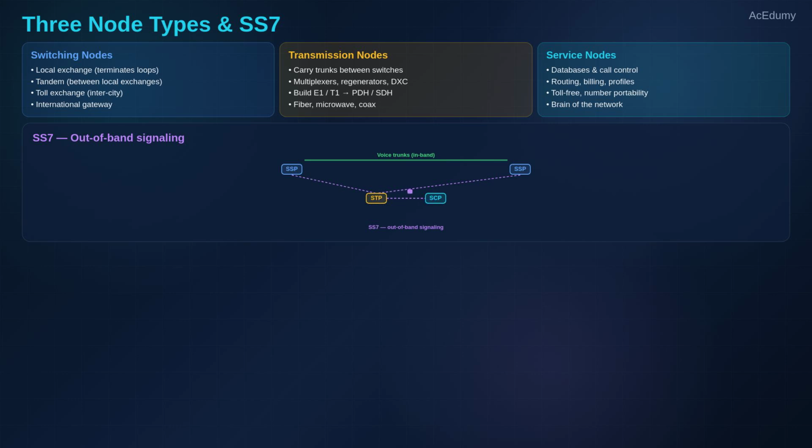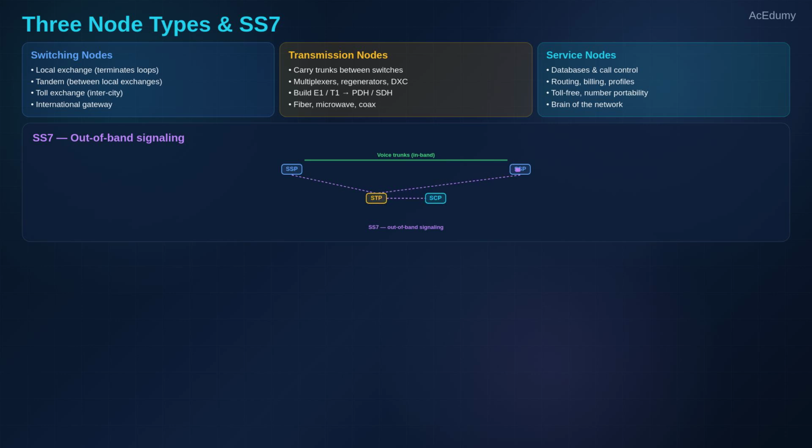Service nodes are the brain of the network. They are the databases and signaling controllers that decide what to do with a call. They store routing tables, billing information, subscriber profiles, toll-free numbers, and number portability data.